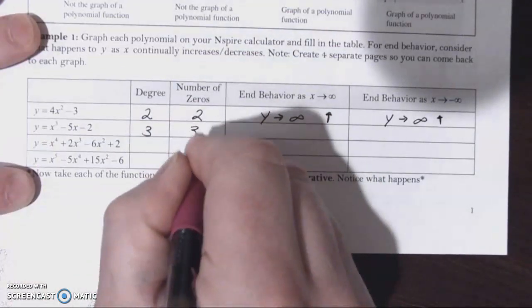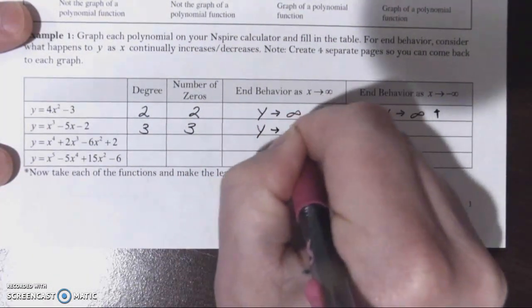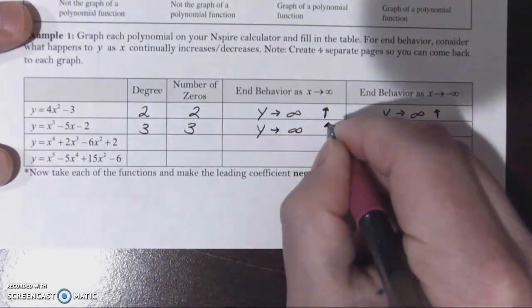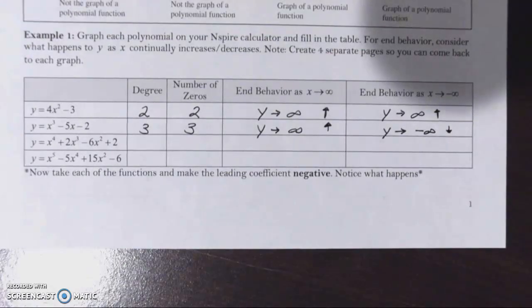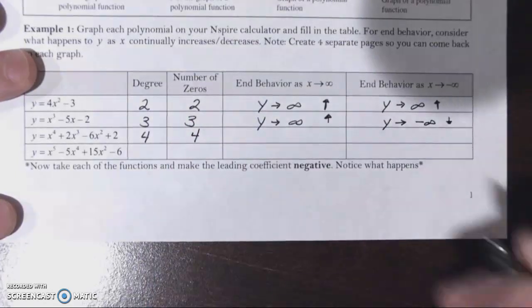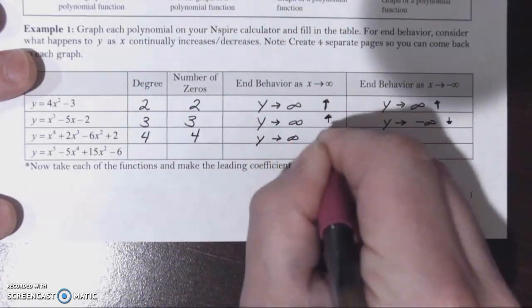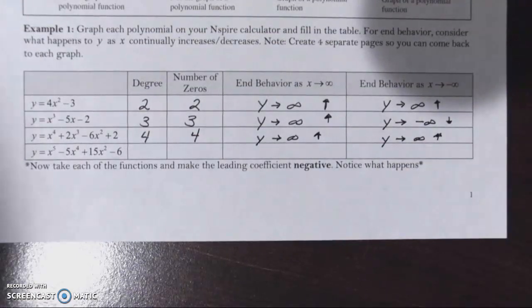Degree 3, how many zeros did it have when you typed it into your calculator? It had 3. As x approached infinity, y also did. As x approached negative infinity, y approached negative infinity. Okay. Degree 4, zeros 4, y approached infinity, y approached infinity again. It was pointing up and up.